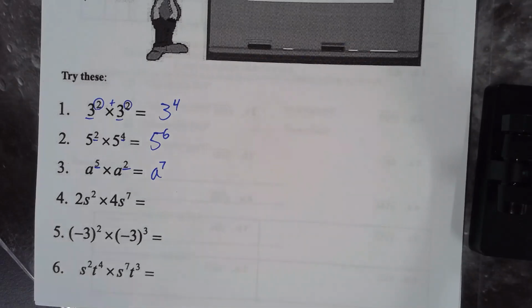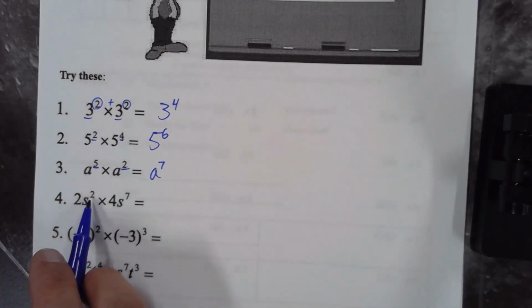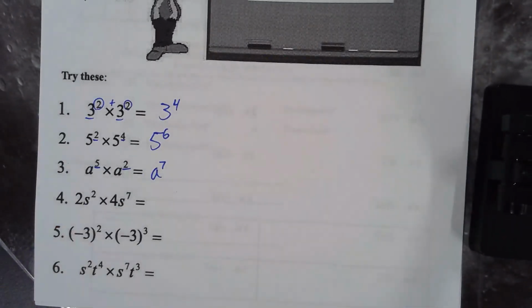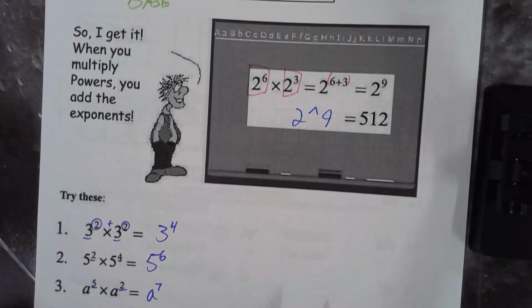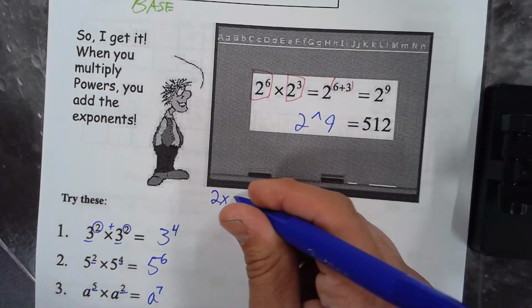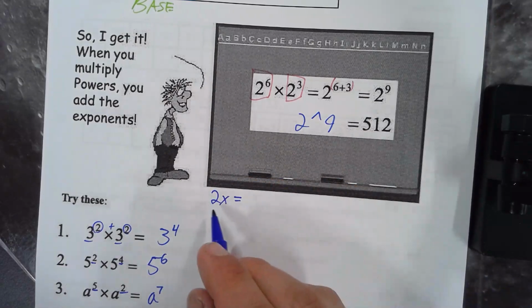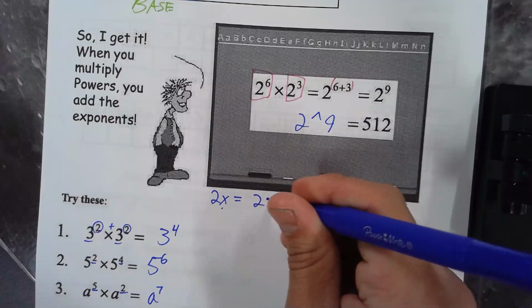This one has a couple things going on. So let's figure out what's going on. We have 2 times s to the power of 2 times 4 times s to the power of 7. One thing that they might not have taught you in math lab is that when you see two things right next to each other, that means there's already multiplication going on. So for example, I'm just going to write a side note up here. If you see 2x, that's the same thing as saying 2 times x.